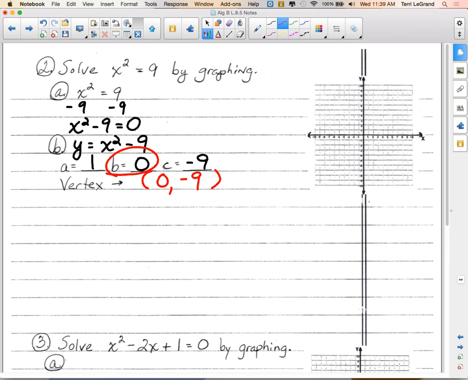Okay? So with your ruler, where's your axis of symmetry going to be at? 0. It's really the y-axis, isn't it? Remember? It's really the y-axis. So you're going to take your ruler and try and make it look like you can tell that this is the axis of symmetry, this y-axis. And then you're going to go plot your point 0, -9 on it.